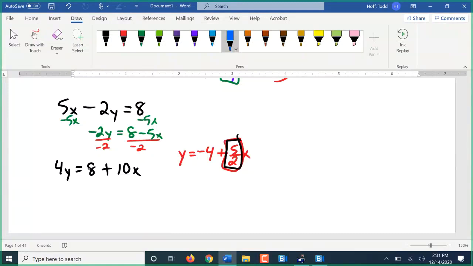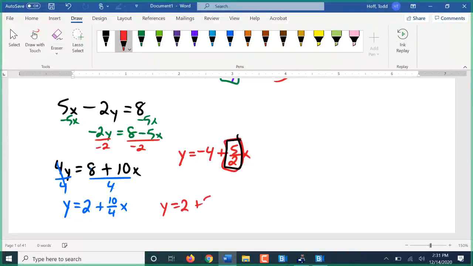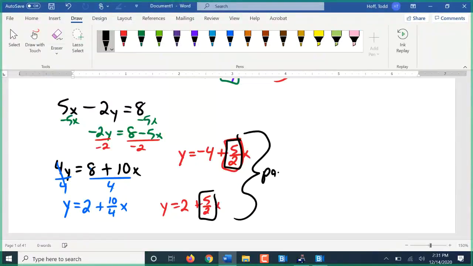For this one, all I have to do is divide by 4. Gives me y equals, well, 8 divided by 4 is 2. 10x divided by 4 is just 10 over 4 x. But 10 over 4 can be reduced to 5 over 2. That's the same slope, 5 halves. So those two lines are parallel.